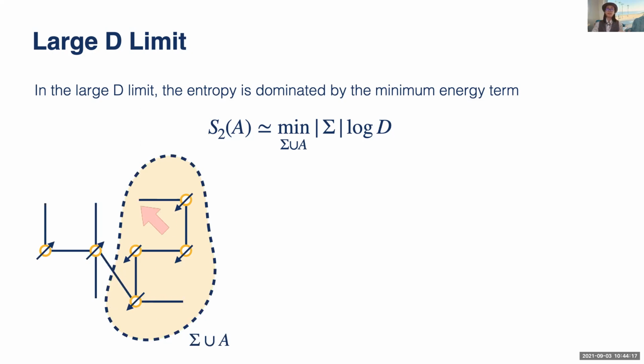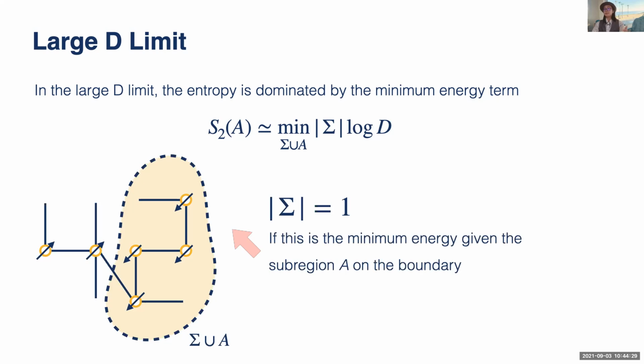And suppose these two are our boundary subregion A, then our sigma union A will be this region here. And because we only cut through one link, the absolute value of sigma is just 1. And if this is the minimum energy given the subregion A on the boundary, then the second Renyi entropy, fine-grained entropy, is just log D.